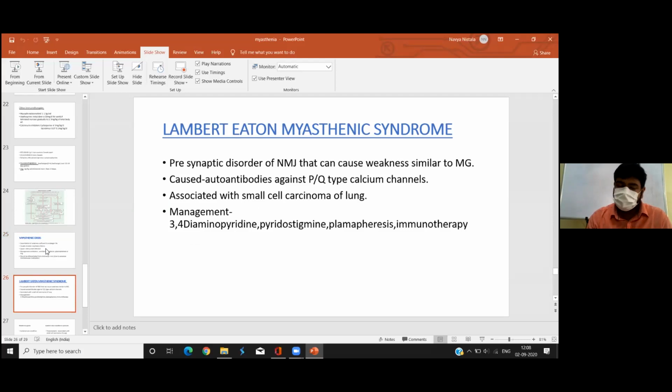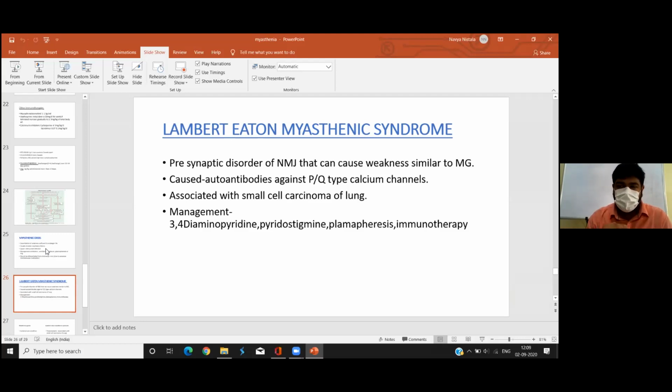Electrodiagnostic testing. On repeated nerve stimulation, what is happening? There is a decrement response, sir. The graph comes down. Whereas in Lambert-Eaton, there is an increment, an increase in response on nerve stimulation. Okay, that is another differentiating feature.